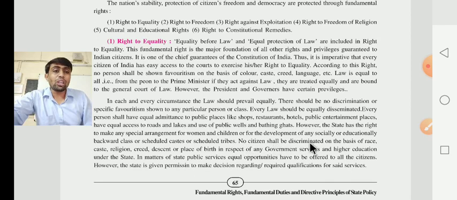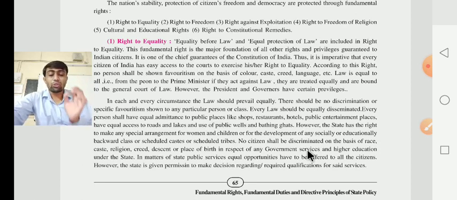No citizen shall be discriminated against on the basis of race, caste, religion, creed, descent, or place of birth in respect of any government services. It means in any kind of government service, you cannot discriminate on the basis of race, caste, religion, or creed. Creed means panth. Descent means ancestry. Here they have already said creed, descent, or place of birth for any government services. Higher education under the states.